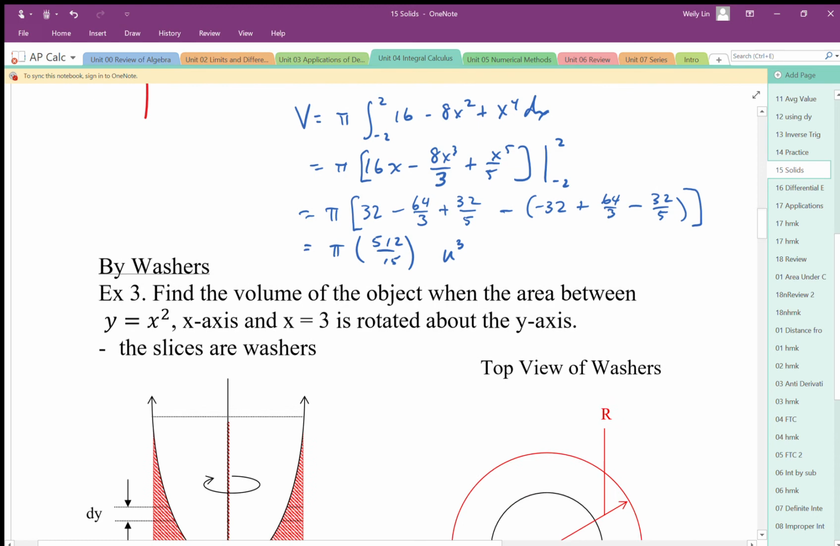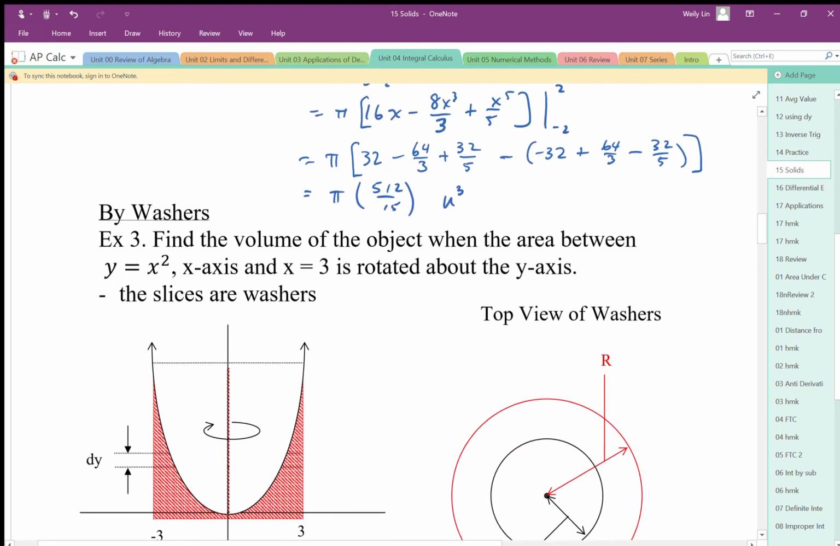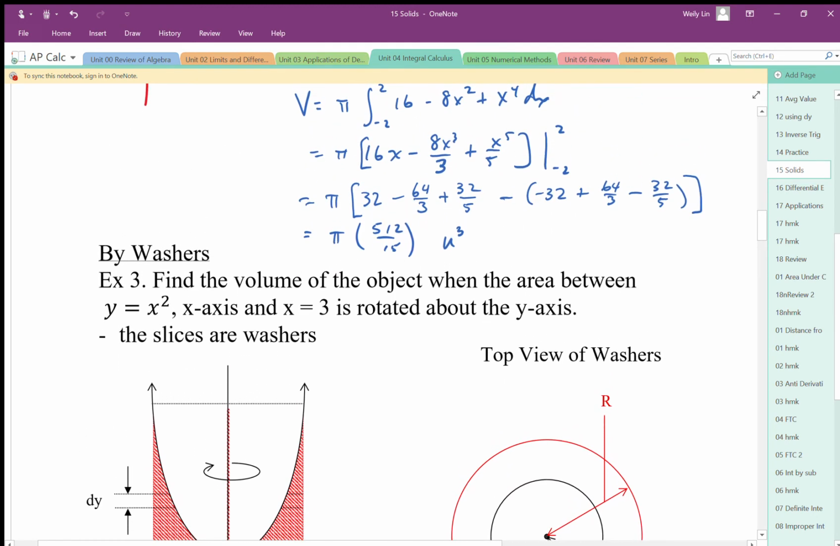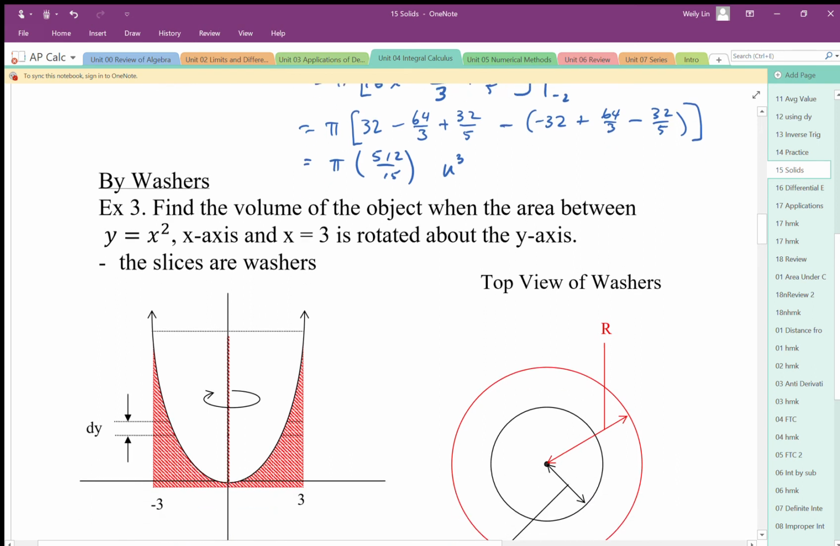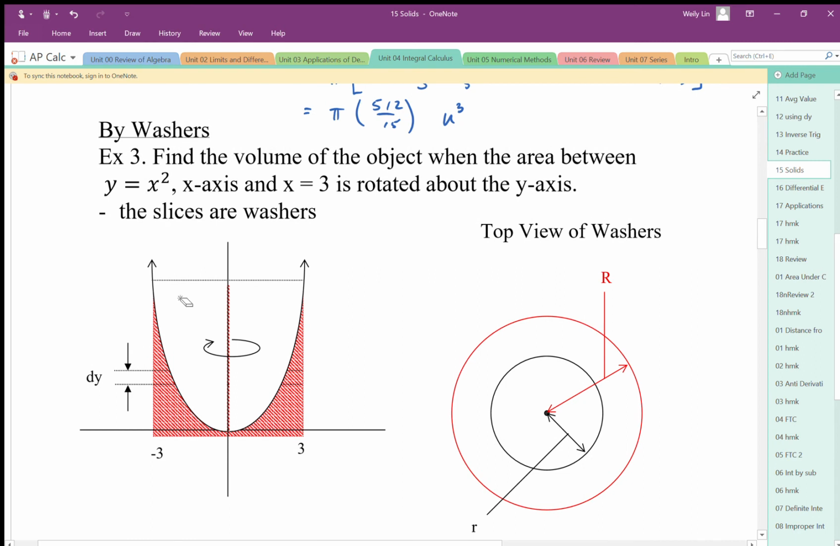Okay, so when we look at the next one here, washers. When we look at the next one, doing it by washers, what we're going to do is first of all, imagine the shape. So imagine this parabola. It's going to be rotated around the y-axis. So it's going to kind of give us this cylinder with this carved out parabola. And when we take slices, we're going to slice in this case along the y-axis. So we're going to use dy.